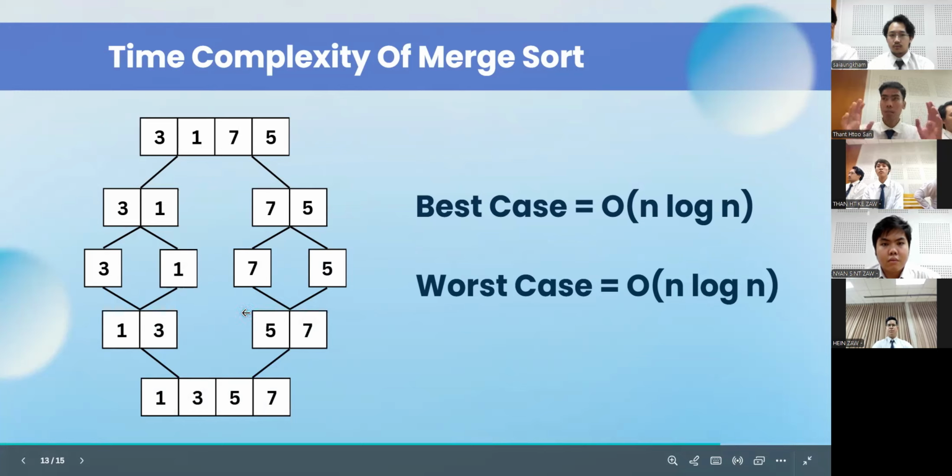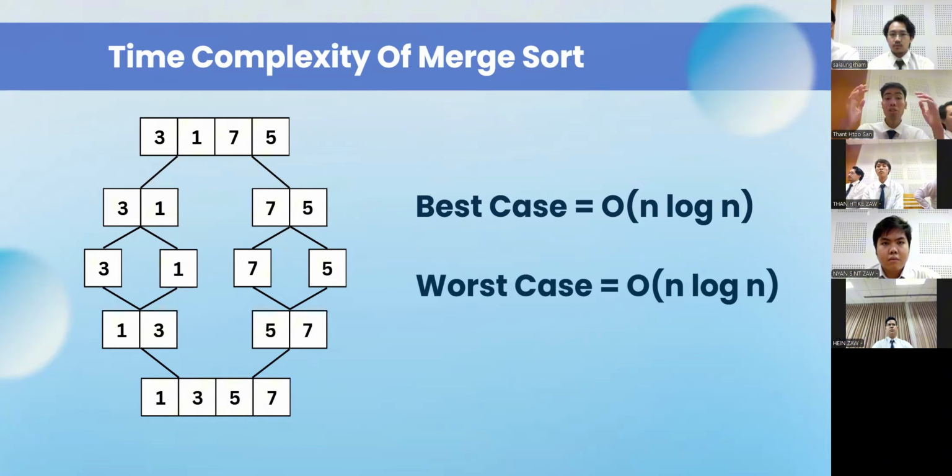Imagine you have an array of size n. So you have merging, dividing into smaller sub-arrays, and that takes log n. And then we have to merge them back into a single array. In that case, it takes O(n) time. So combining the divide and conquer process, O(log n), and the merging process, O(n), together, we will get O(n log n). So for both best case and worst case, it is O(n log n).